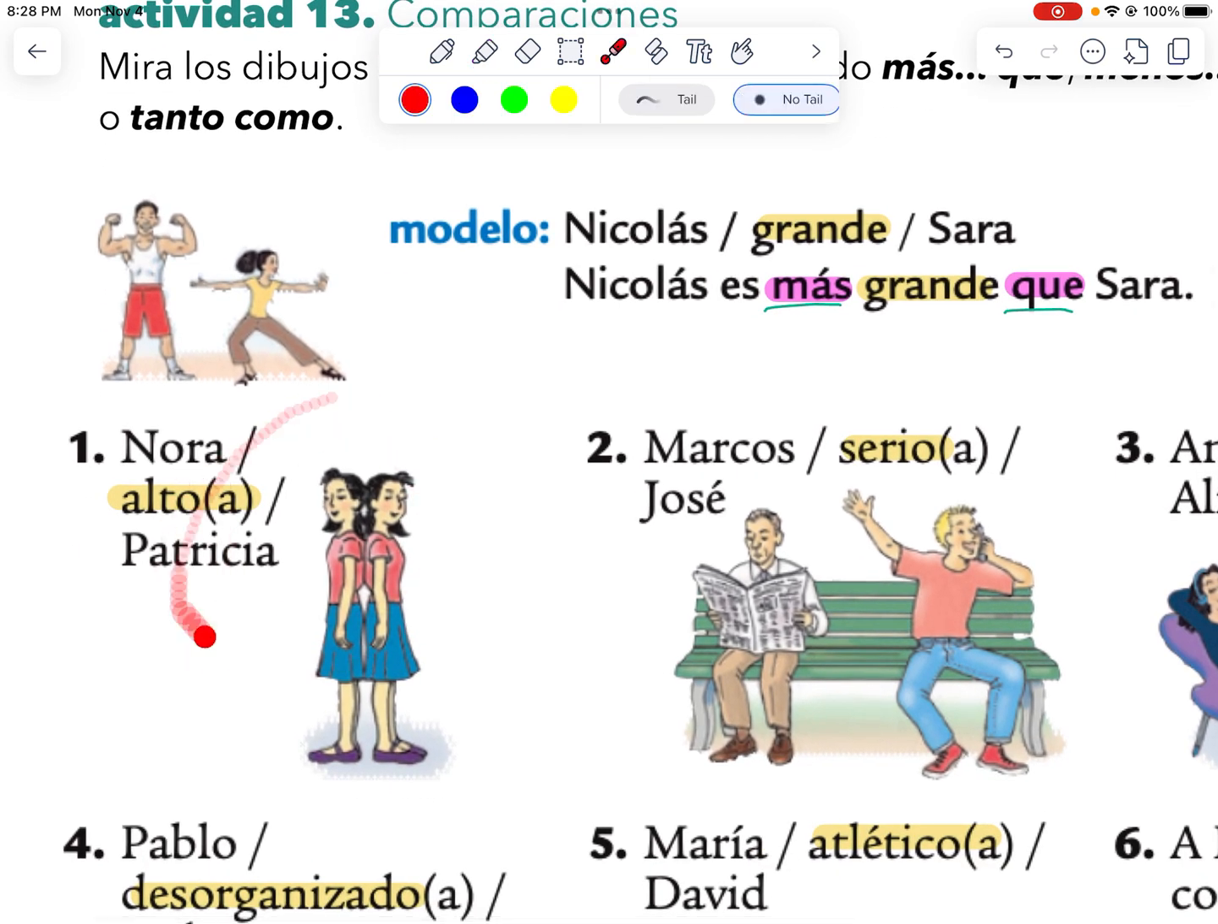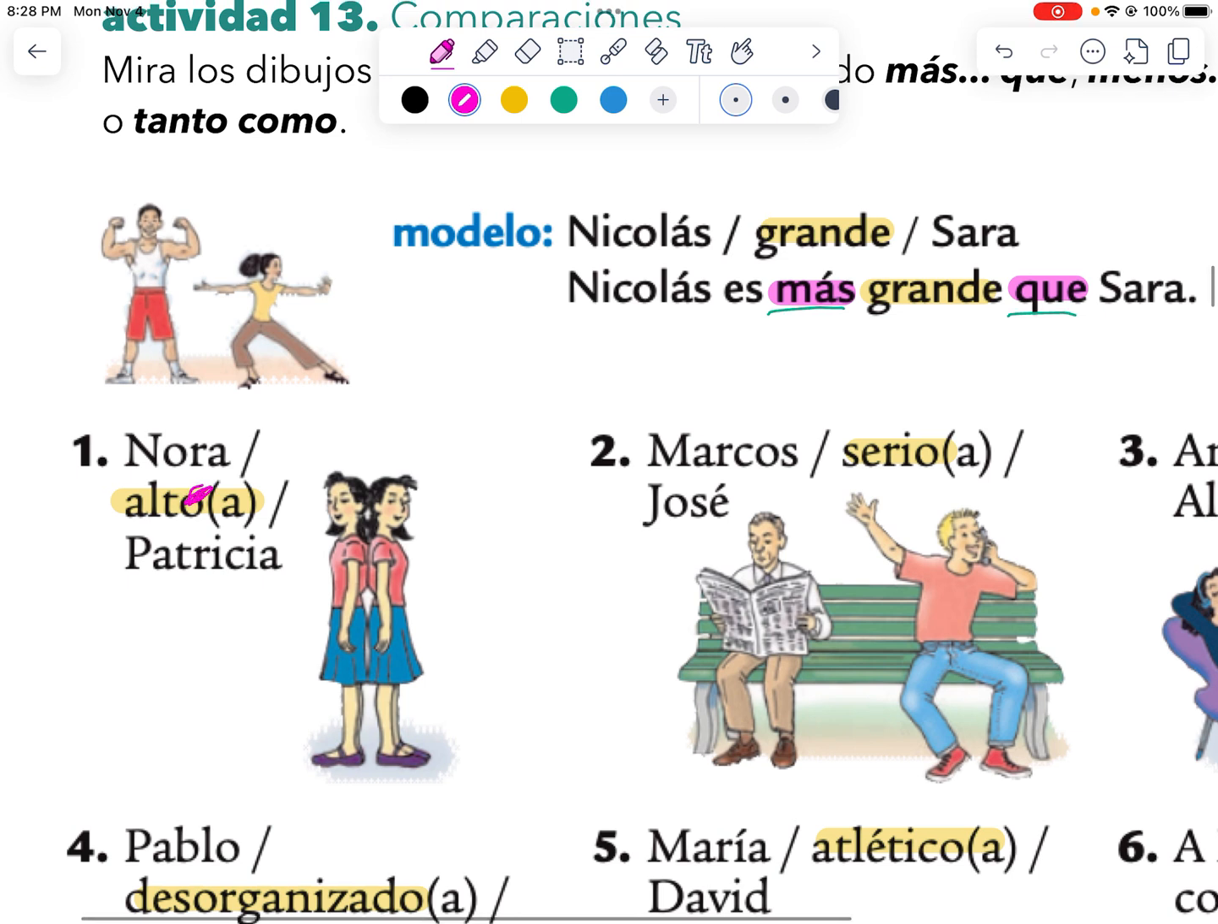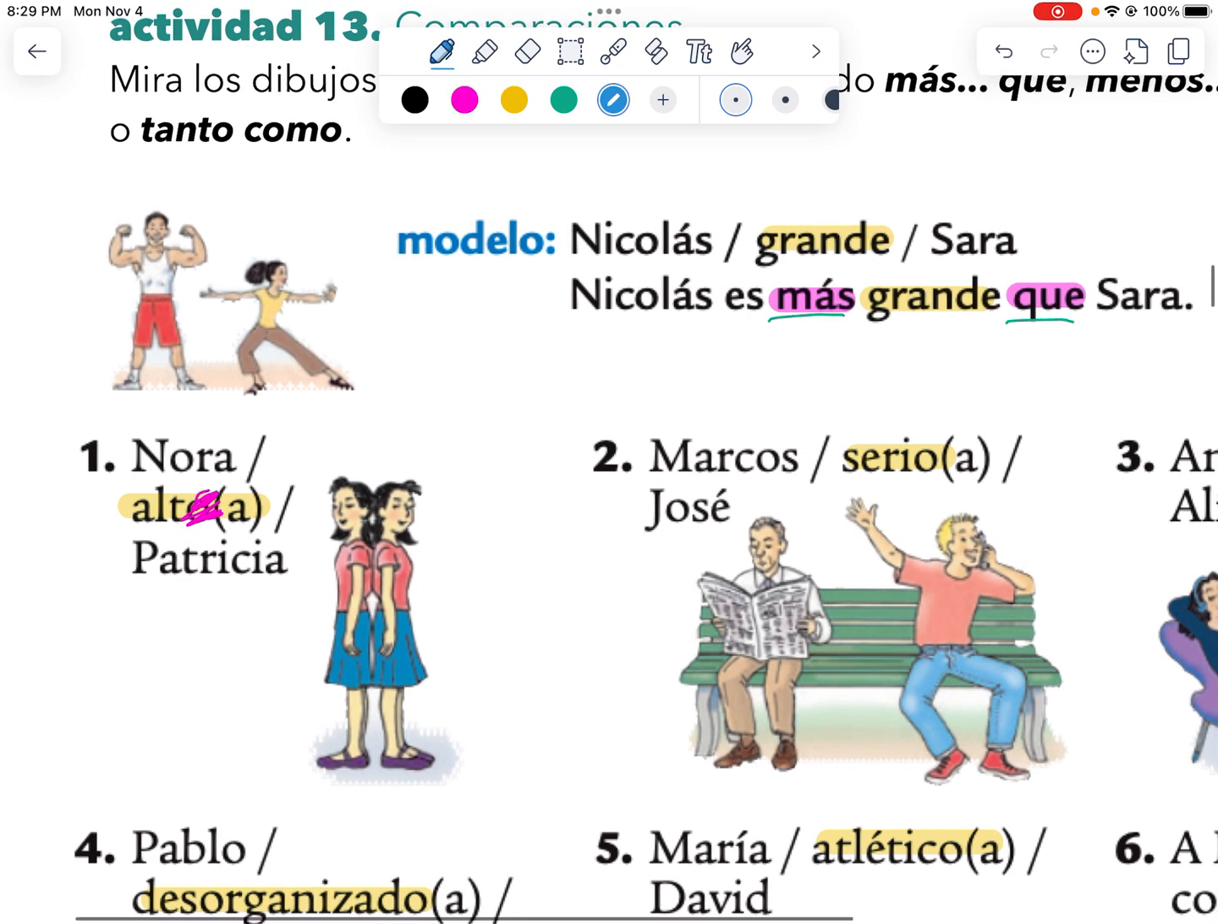Let's get Nora y Patricia. Nora, Patricia, well, they are the same height. Okay, also they are ladies. So we're going to say, well, Nora's a lady, so say alta. That alta needs to match Nora. And they are the same. When they're the same, we're going to use tan como.